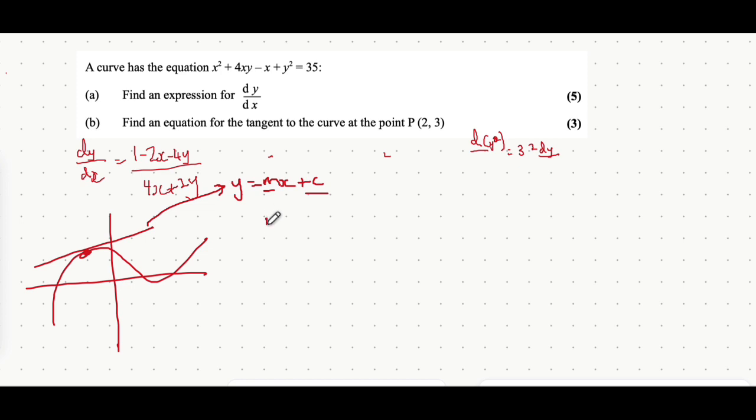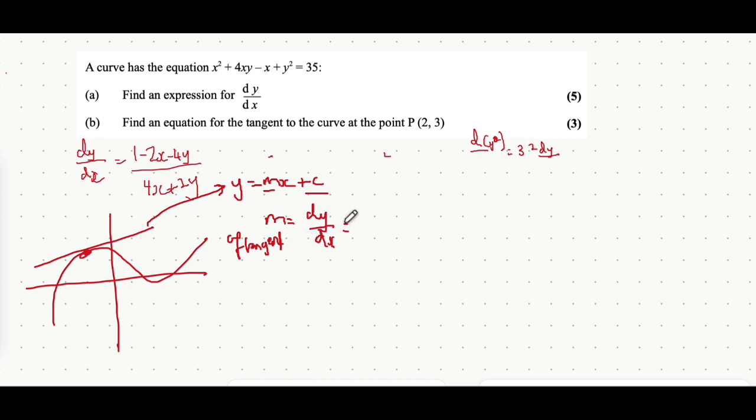How do we find the gradient of the curve? Well, the gradient of the tangent is given by dy/dx. So I'm just going to write m, the gradient of the tangent, is given by the dy/dx of the curve, which is this whole expression here. Let's do it in a different color just to separate it from part A.